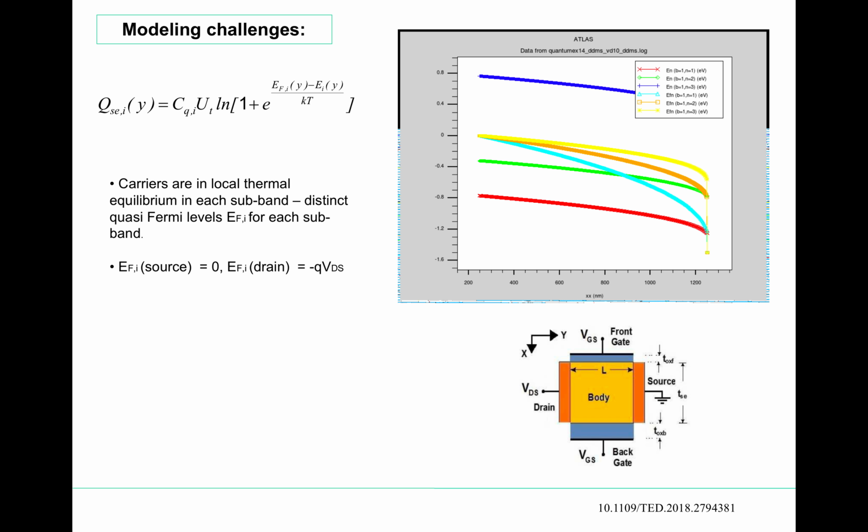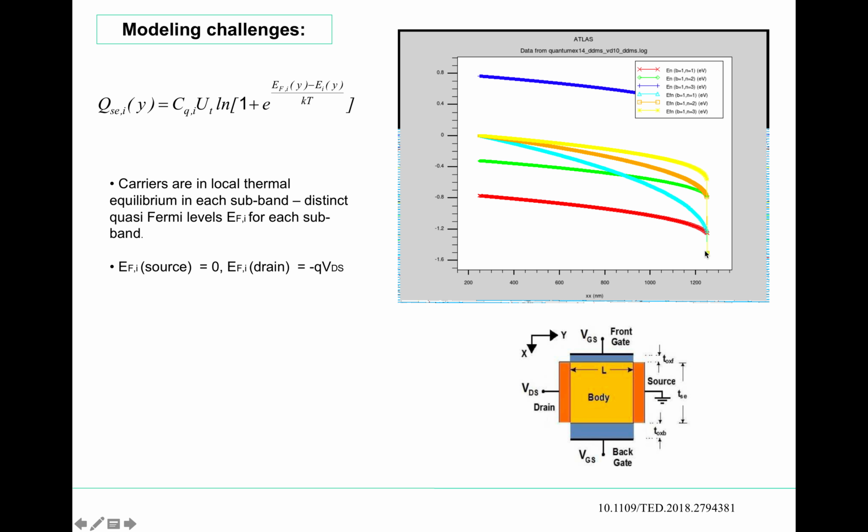The carriers are in local thermal equilibrium in each subband. So we have different quasi-Fermi levels for each subband. For our three distinct energy subband eigenstates, we have three distinct quasi-Fermi levels. They all thermalize in source and drain.